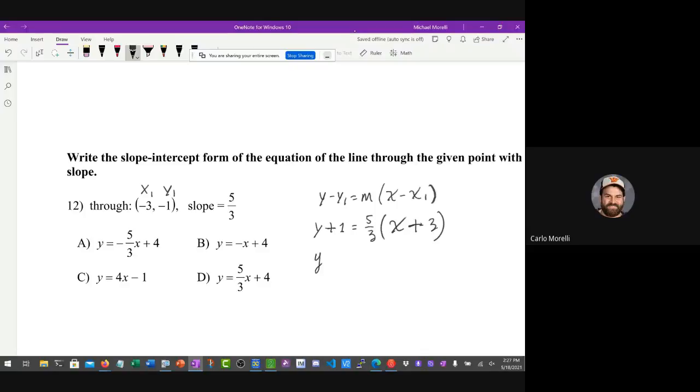Now I'm going to rewrite the left side, y plus 1 equals. Now I'm going to distribute multiply 5/3. 5/3 times x is 5/3 x. 5/3 times 3 is just 5. Because if you notice what's going to happen, you're going to end up canceling those 3's. Now I just subtract 1 from each side. So y is going to equal 5/3 x plus 4. D.